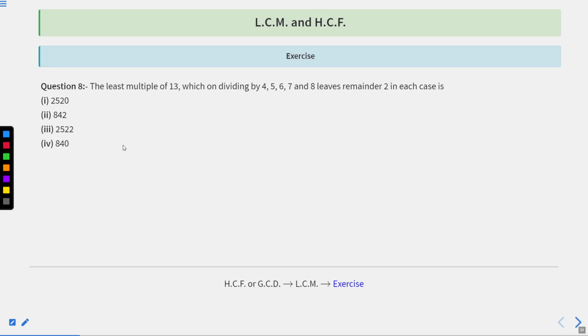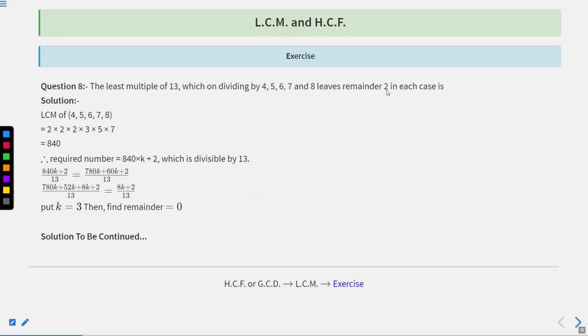The least multiple of 13 which on dividing by 4, 5, 6, 7 and 8 leaves remainder 2 in each case is. So LCM of 4, 5, 6, 7, 8 is equal to 840. Therefore the required number is equal to 840 times k plus 2, which is divisible by 13.